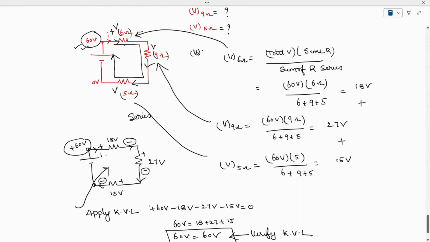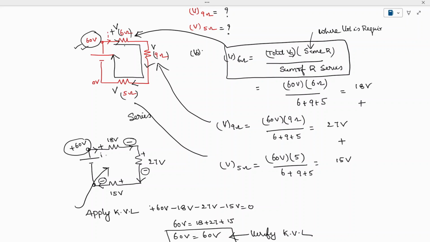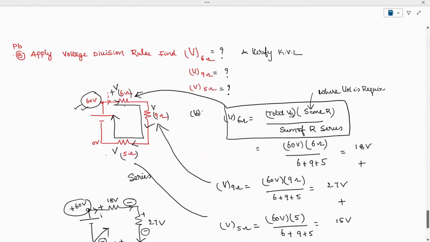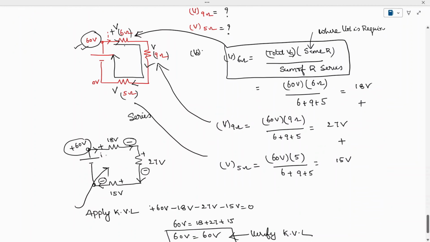Just remember the formula of the voltage division rule: total voltage or source voltage multiplied by the resistance where voltage is required. So for the voltage across 6, it is 60 into 6 divided by 6 plus 9 plus 5. Where I require 9, it is 60 into 9 divided by the sum. Where I require 5, it is 60 into 5 divided by 6 plus 9 plus 5. So this is how to understand and solve the problem. Hope you are able to understand the problem.